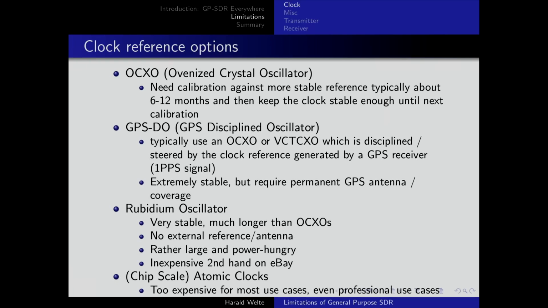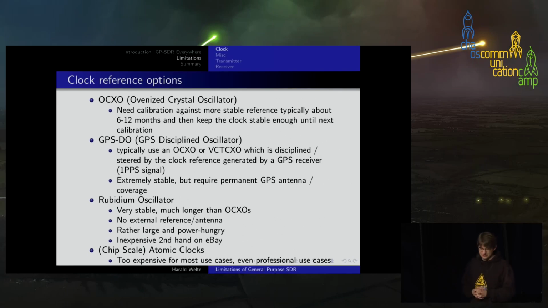You can do that also with other satellite navigation systems. There are also receivers that can do it with Galileo or GLONASS or something. Well, Galileo had some trouble this year, but most commonly it's GPSDO that people use. And that's extremely stable, but of course it requires you to have permanent GPS antennas, which may be inconvenient if you're not near a window or something like that. And it also requires permanent GPS coverage. And what if people are jamming it, or your antenna is broken?